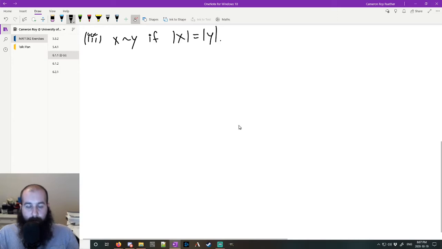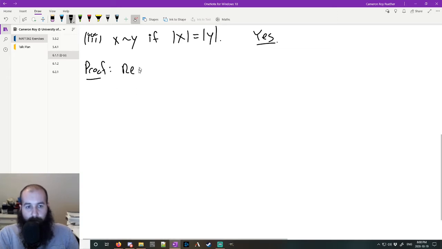Part 3 asks about the relation defined by x being related to y if the absolute value of x is equal to the absolute value of y. And this is an equivalence relation. In general, not always, but in general, relations defined in terms of equality end up being equivalence relations because equality itself is an equivalence relation. Nevertheless, we must prove this.